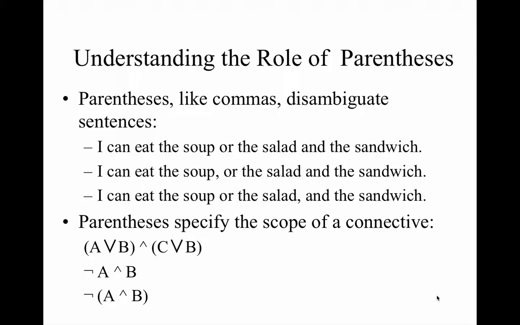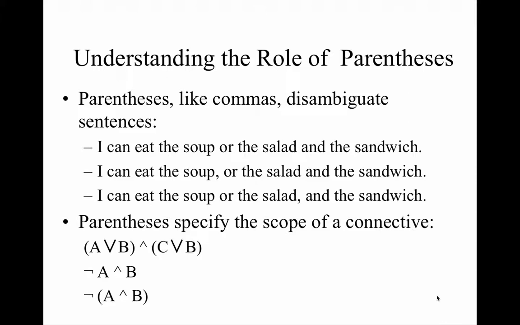So a related topic then is how parentheses specify the scope of a connective. Take a look at the three examples. Parentheses tell us that each of the disjunctions within their respective parenthetical acts as a unit, so that the sentence A disjunction B and the sentence C disjunction B are treated as a unit. So the sentence as a whole is left side of the conjunction, conjunction, right side of the conjunction, where the left and the right side of the conjunction happen to be disjunctive sentences.